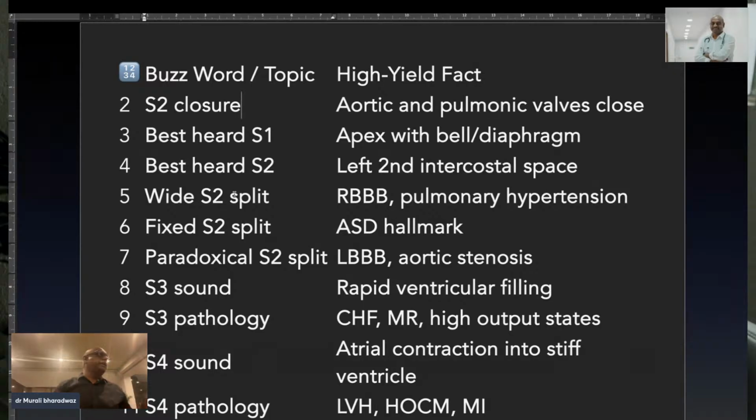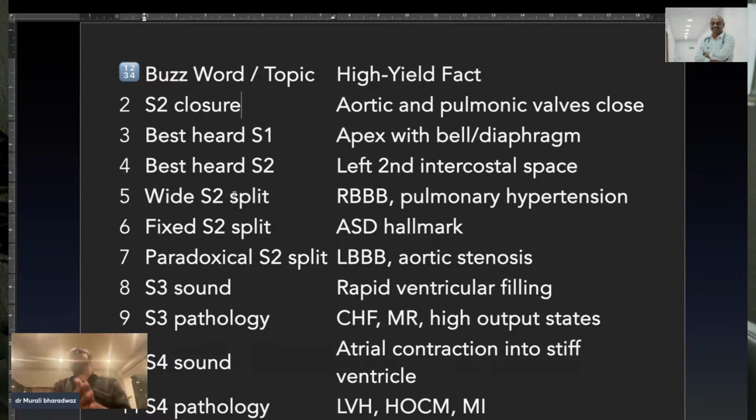Just in the exam hall, imagine A2 first, P2 second. Is the A2 getting early, then widening? P2 getting delayed, widening. Can you give me one condition where A2 can get early? Suppose there is a VSD. When the left ventricle is contracting, all the blood is moving into the right ventricle, from left ventricle to right. So very little blood is available to push into the aorta. So the aortic valve closes earlier. That leads to widening of the split. Simple logic.